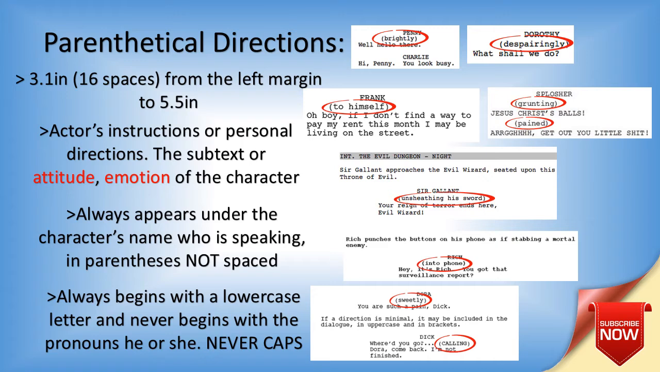So, let me give you another example. Dorothy is talking, and you want her to say it disparagingly. What shall we do? So she's like, what shall we do? Disparagingly. So, another example, Frank is talking, and this is, instead of being based on attitude or emotion, you give him an actor's instruction, personal direction. So he's saying this dialogue. Oh boy, if I don't find a way to pay my rent this month, I may be living on the street. Now, you could be saying this to some other guy named Bob. Hey, Bob, like he's talking to Bob.